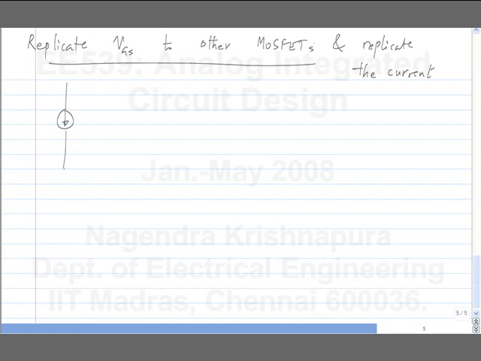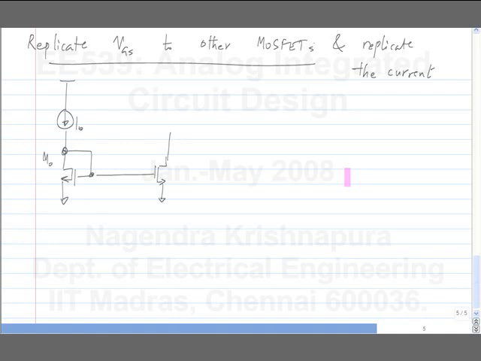So the very first circuit was this. I sense the drain and feed it back to the gate. And to replicate the VGS, I have to connect the gate-source of another MOSFET across this, okay. So this is the classic current mirror, but what is happening here is that through feedback you adjust the gate-source voltage of M0 and then you replicate it to many other transistors.